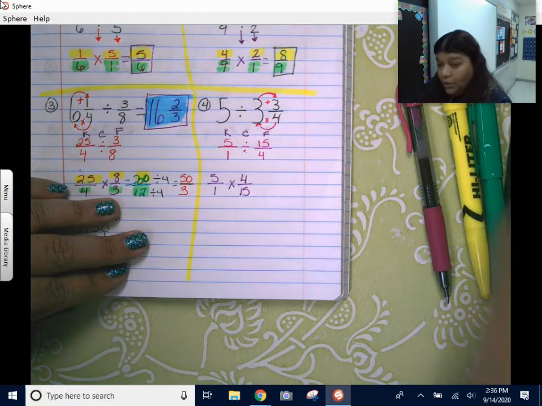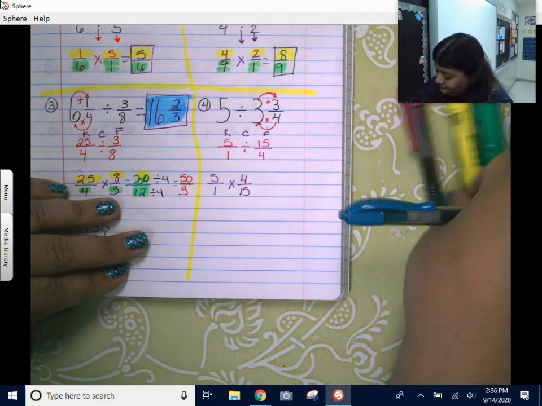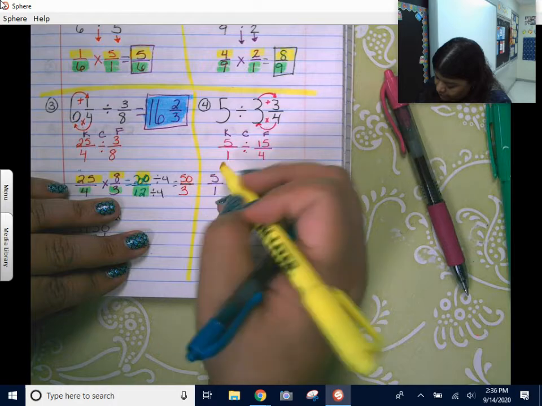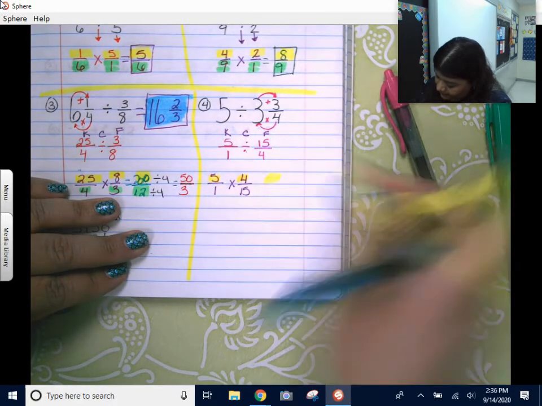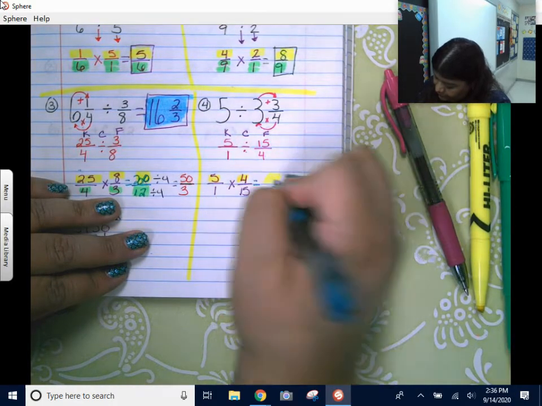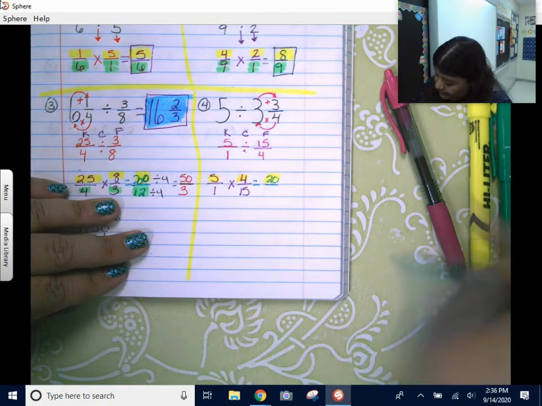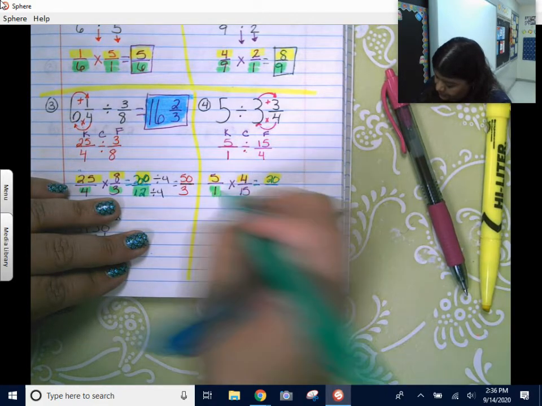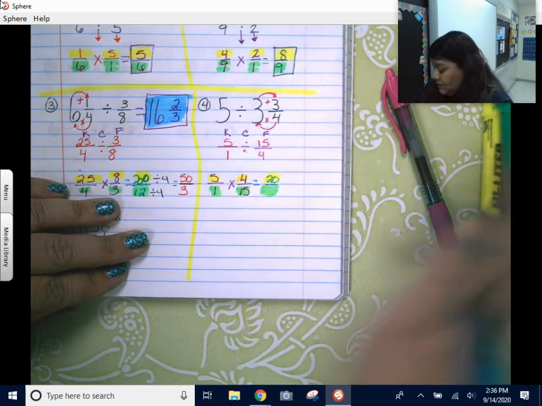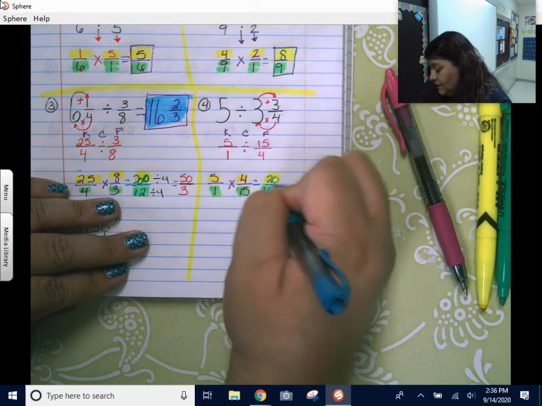Now, multiply. So we're going to do numerator times numerator. So 5 times 4 is 20. And then denominator times denominator, 1 times 15 is 15.